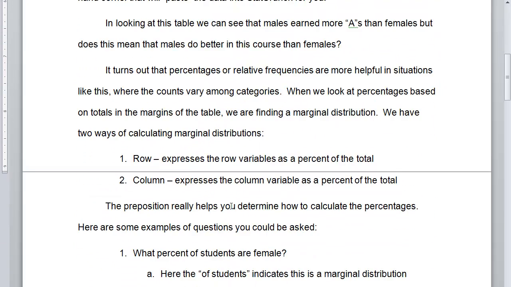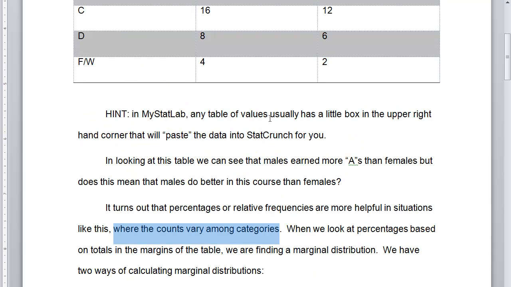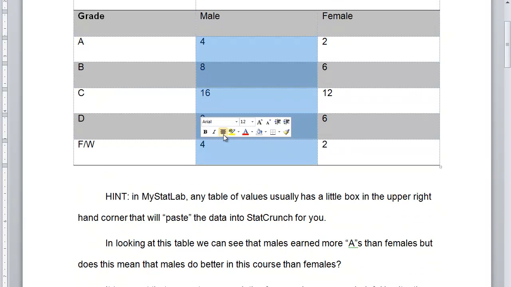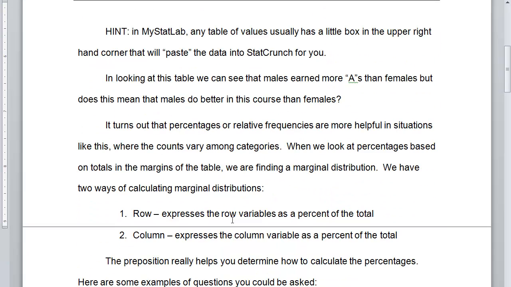Okay? Well, it turns out that percentages or relative frequencies are more helpful in situations like this, where the counts vary among the categories. Right? If you look, the sum of all the males is 40, but the sum of all the females is only 28. So we actually have fewer females than males. So maybe they're at about the same rate, right?